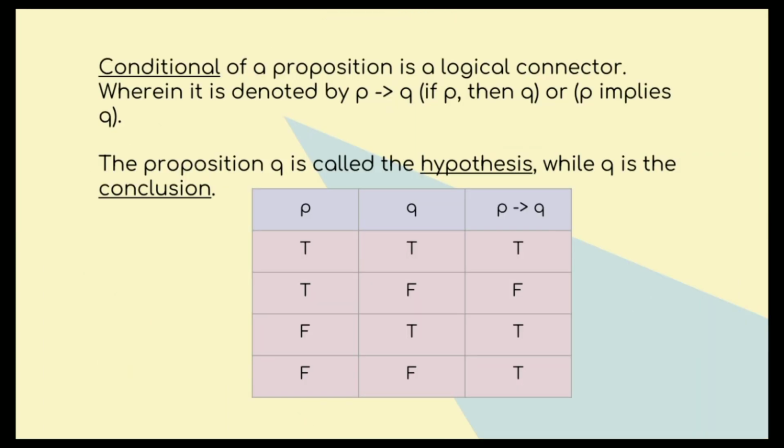So, the conditional of a proposition is a logical connector, denoted by if P then Q, or P implies Q. The proposition P is called the hypothesis, while Q is the conclusion. So here is the truth table of the conditional statement.